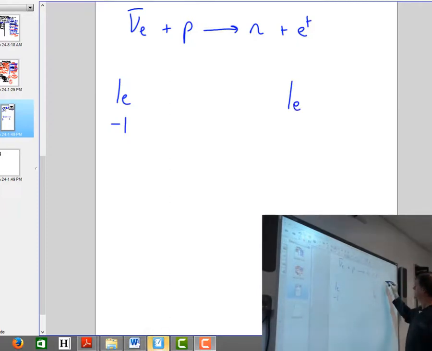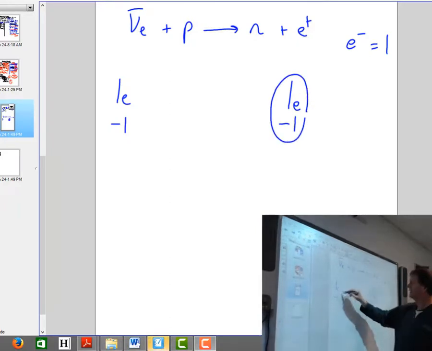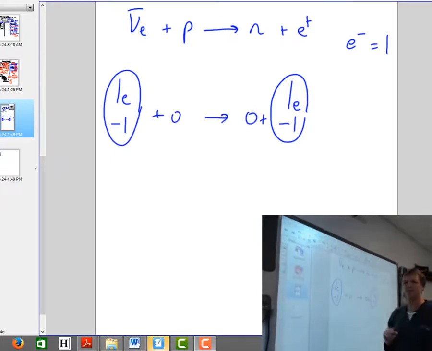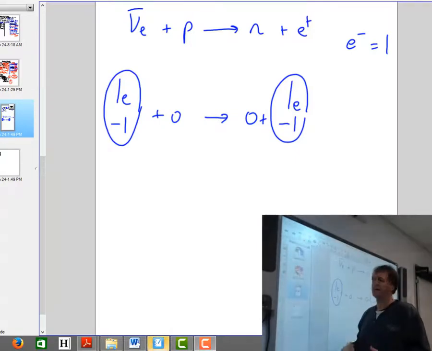Okay. Now, a typical electron has a lepton number of 1. So this particular one has a -1. Okay. So if you check the electron lepton number here, it's the same on both sides. It's -1 plus 0 and 0 plus -1. So the electron number is okay in terms of electron lepton number.